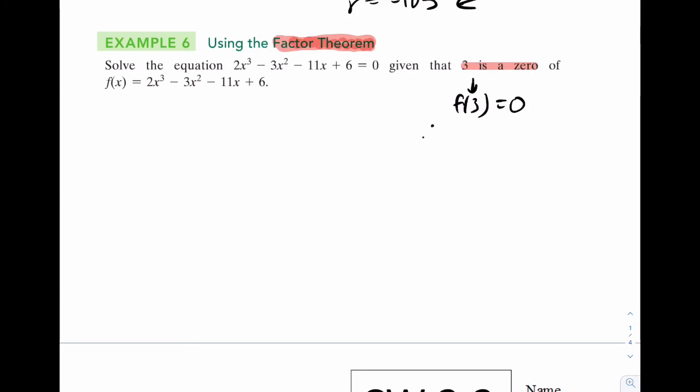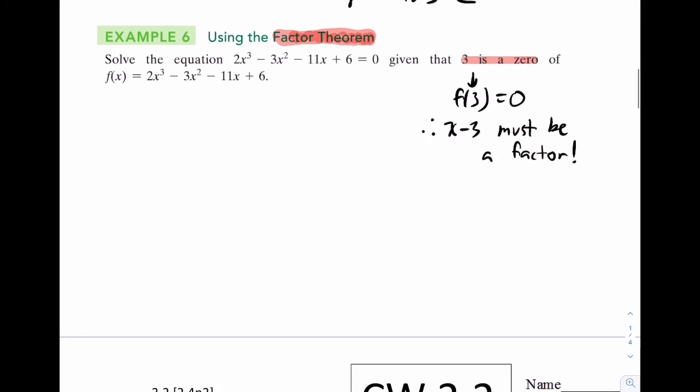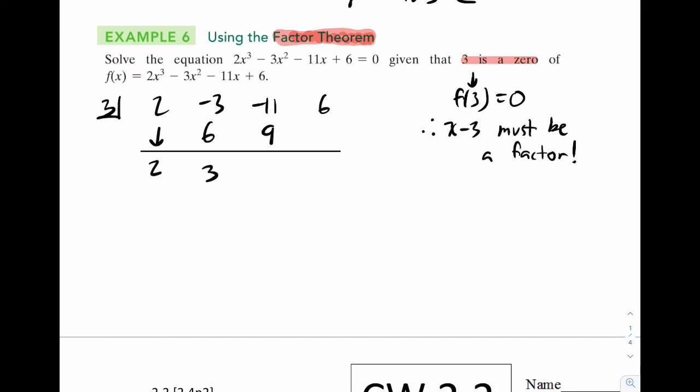So what you can conclude from that is x minus 3 must be a factor, which means I can do my synthetic division. I can use 3 because that's my 0. Let's plug everything in. And let's quickly do some synthetic division. Drop the 2, multiply, add, multiply, add, multiply. And of course, we get a 0. And this has to be 0, right? Because it told us that it would work. So if you didn't get 0 here, that means you made a mistake.